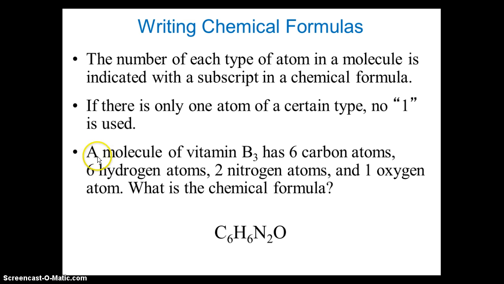For example, a molecule of vitamin B3 has 6 carbon atoms, 6 hydrogen atoms, 2 nitrogen atoms, and 1 oxygen atom. What is the chemical formula? So you can write carbon C6H6N2O. So this is the formula for vitamin B3.